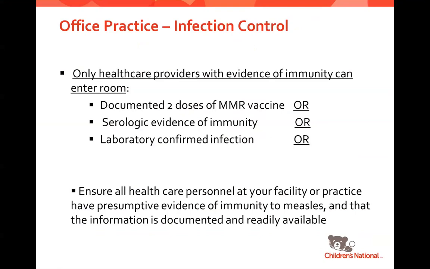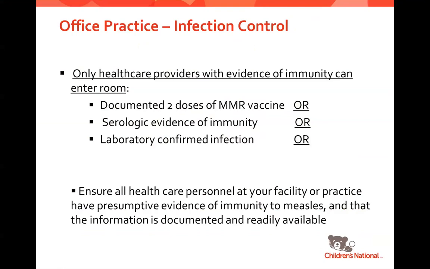Okay, so a little bit about healthcare providers and if they're considered immune or not. I alluded to this on the last slide, but healthcare provider evidence of immunity is different than it is for the general population, so I wanted to review that. There are only 3 things if you're a healthcare provider that can count as evidence of immunity against measles, and only those healthcare providers that have evidence of immunity should enter a room where there's a patient or evaluate a patient with suspected measles. So that is somebody who has documented 2 doses of MMR vaccine.